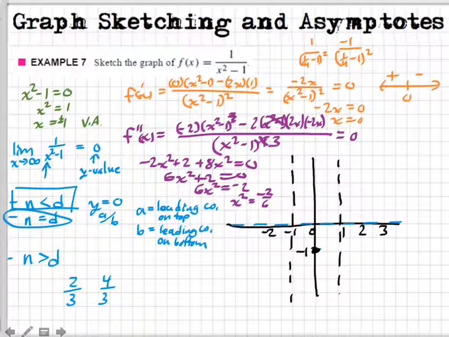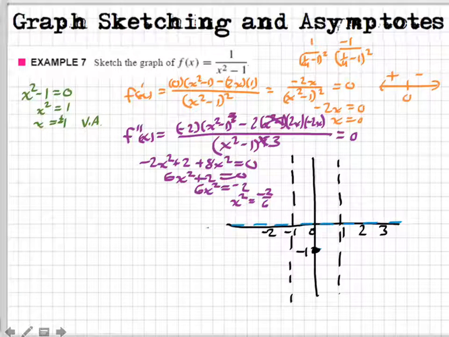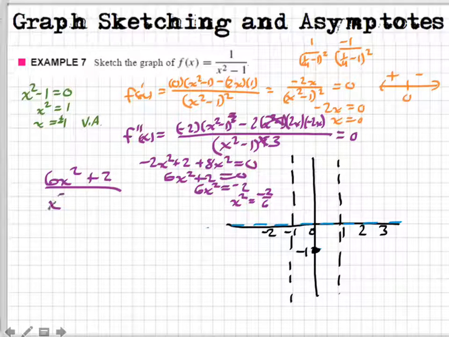I'm still kind of skeptical. So let's take a second look at f double prime and simplify this to see if we're missing something. See, we already simplified the top, which was 6x squared plus 2, and in the bottom we have x squared minus 1, and we're going to cube that.